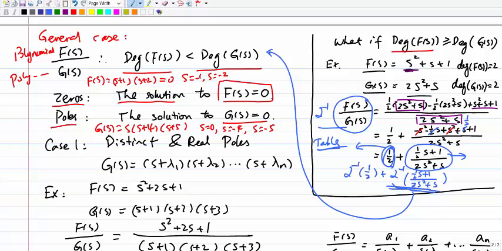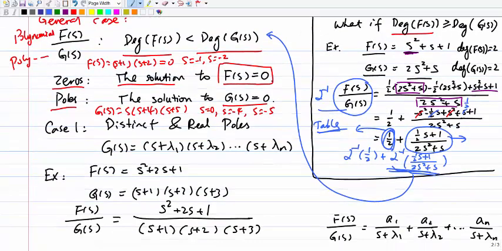Alright, so we only focus on the case where the degree of F(s) is less than the degree of G(s). There are a couple of cases when we try to find the inverse Laplace transform for F(s) over G(s). The first case is when we have distinct and real poles. Okay, what does it mean?